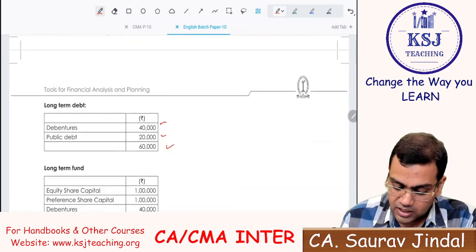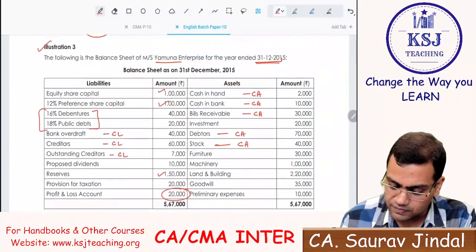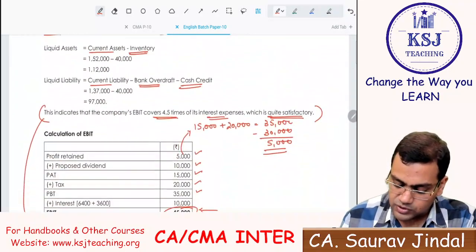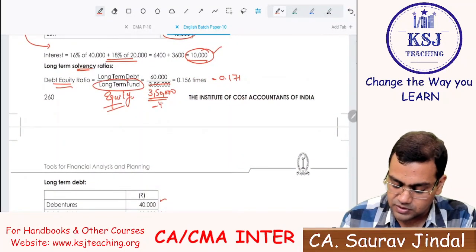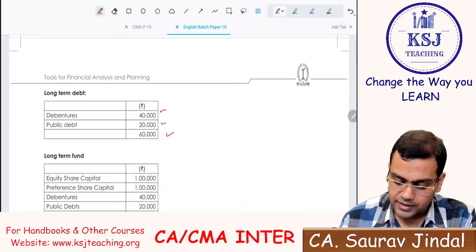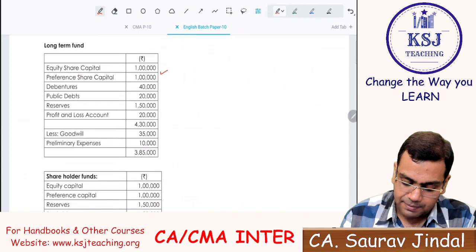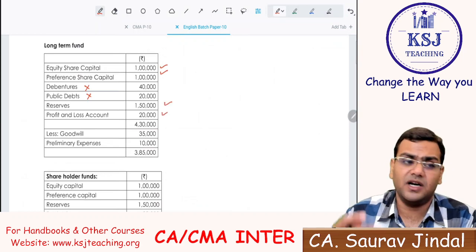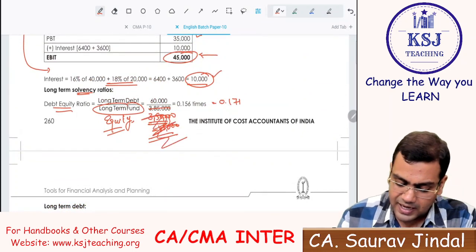Here, while calculating the equity, you can subtract the preliminary expenses and goodwill, sir. You have to subtract this goodwill 35 and this 45,000. It should be minus 45,000, right? 3,05,000. So equity share capital, fine. Preference share capital, fine. Debentures, no way. Reserves, fine. Yes, profit and loss account also to be taken. That is correct. So still it is not correct. Okay, we will calculate it from there.